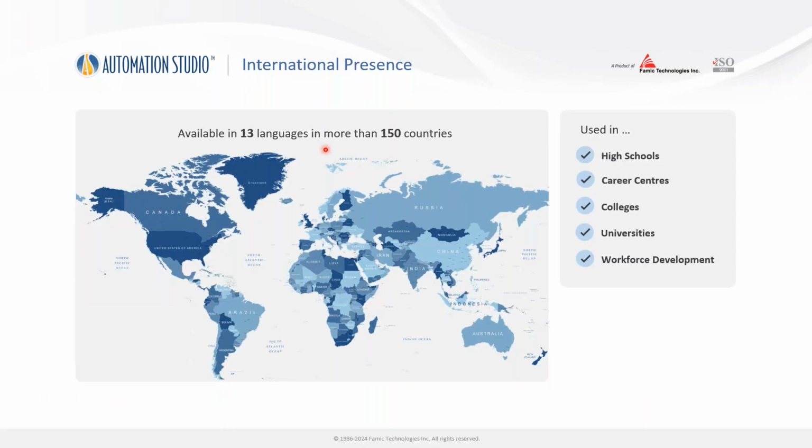Moving forward, when it comes to international presence, we are available in 13 languages and in more than 150 countries. And Automation Studio software is basically used in high schools, career centers, colleges, universities, and workforce development. In front of you, we have a blueprint of the world map, so you can refer to this.